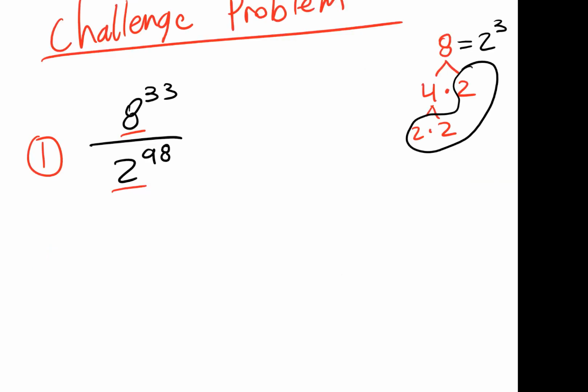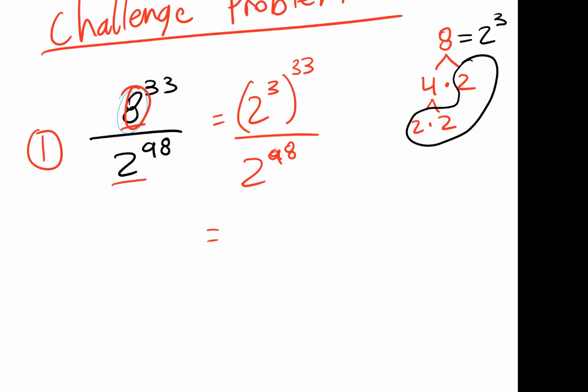So let's go back to this. 8 is the same thing as saying 2 to the 3rd. So I can rewrite this. You can rewrite 8 as 2 to the 3rd, and then that 33, you're just going to keep it on there. And then you get 2 to the 98.